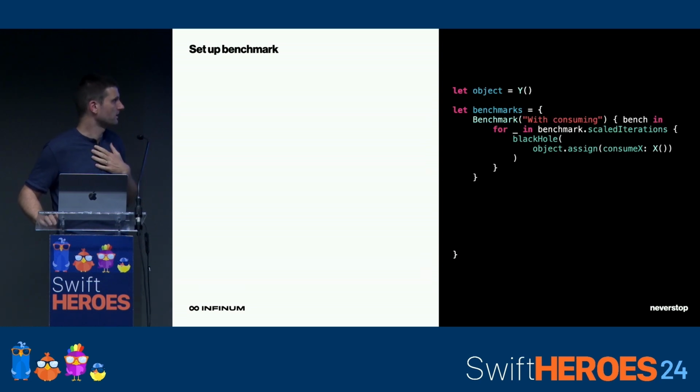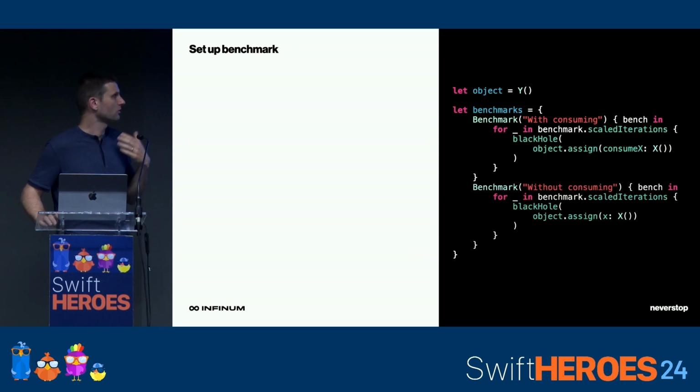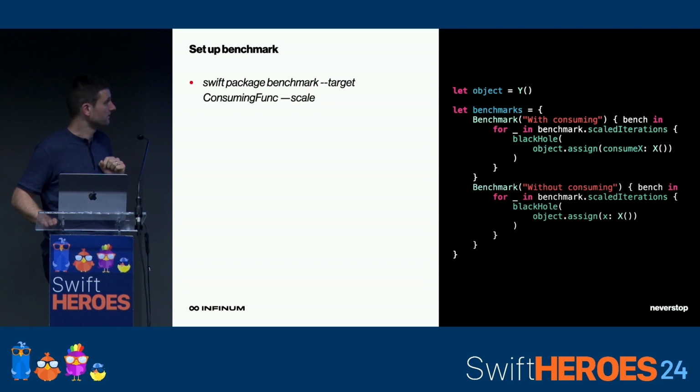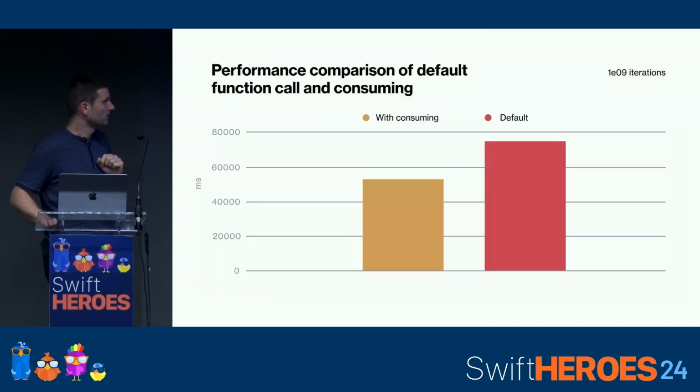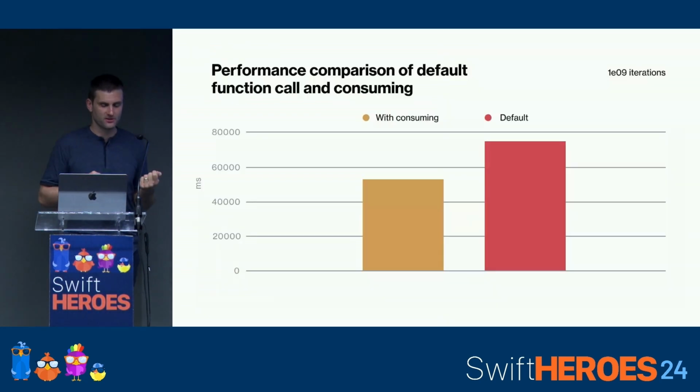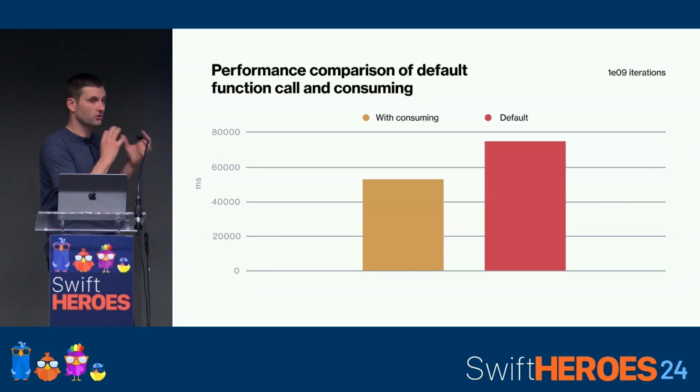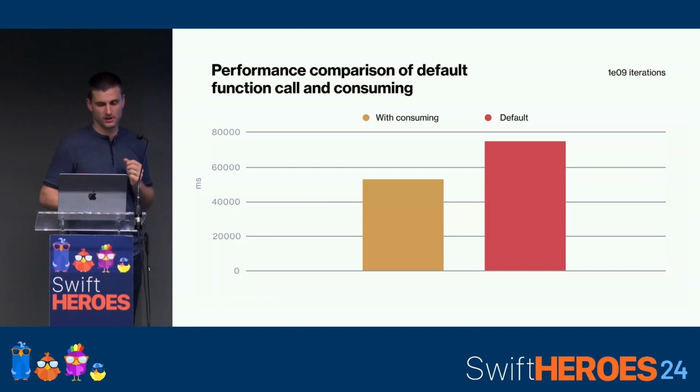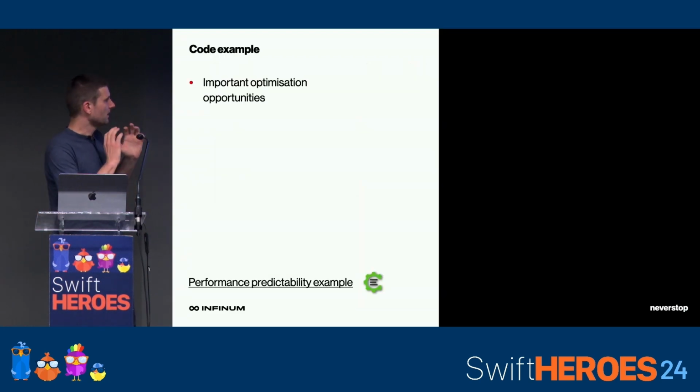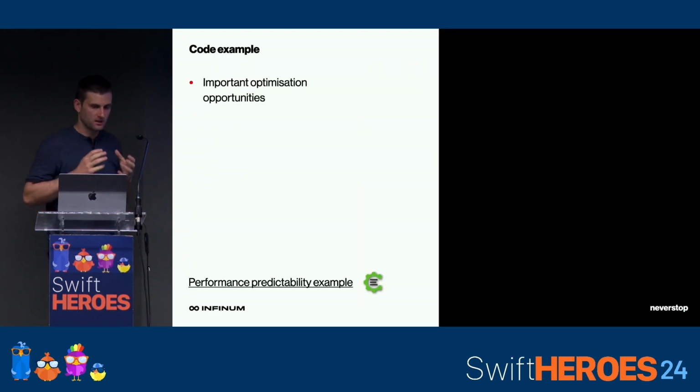And it is pretty much the same. So we call assign, which consumes, and we call another assign, which doesn't consume. And if we run this in the very same way as before, we get very similar performance characteristics of 30% improvement for the code that is correctly annotated compared to one that is not correctly annotated, or the one that is using default conventions. So these parameter modifiers provide important optimization opportunities.